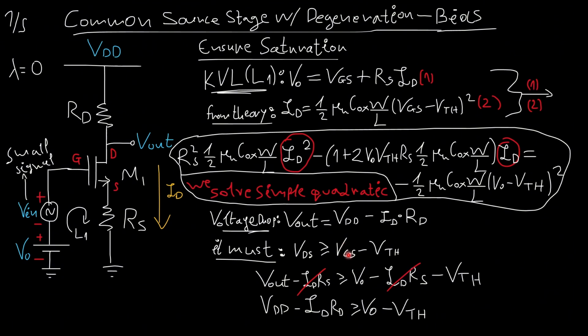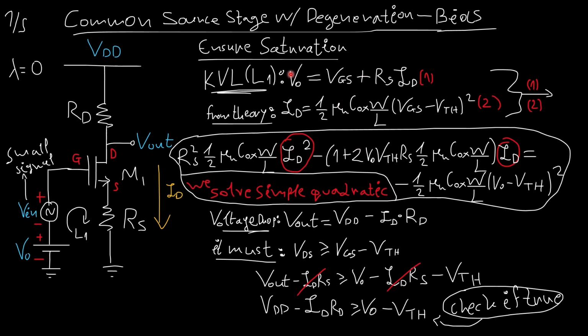And how much is VGS? I found it previously here. V0 minus RS ID. I put minus VTH again here. And this gets simplified. And how much is V out? I found it here previously. VDD minus ID RD, more or equal to V0 minus VTH. I see that this must be true at the end if we have to be in saturation.